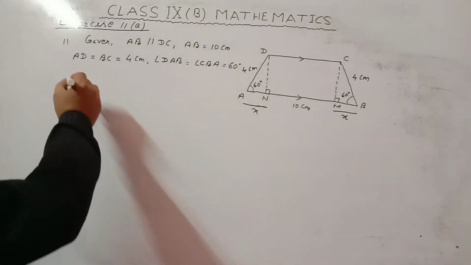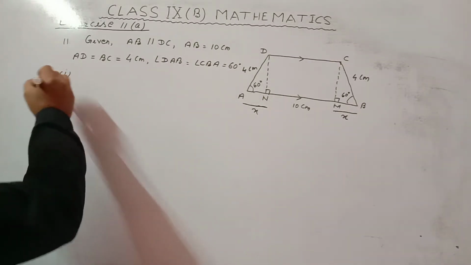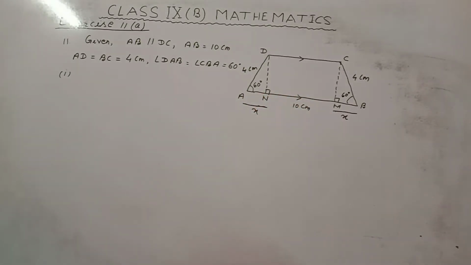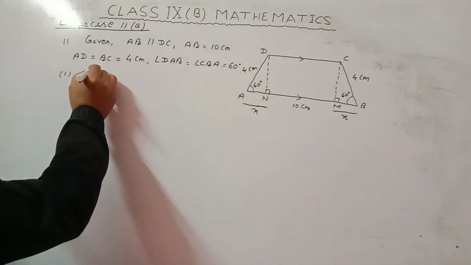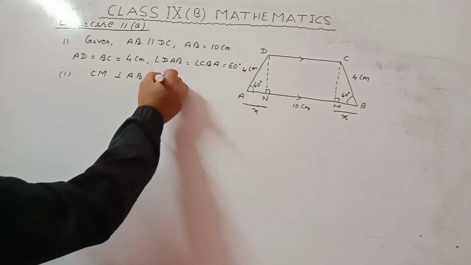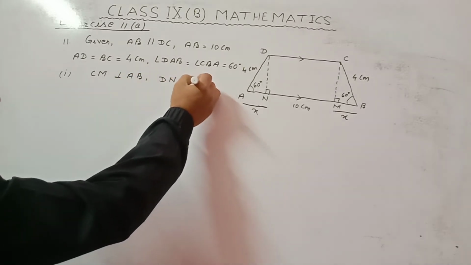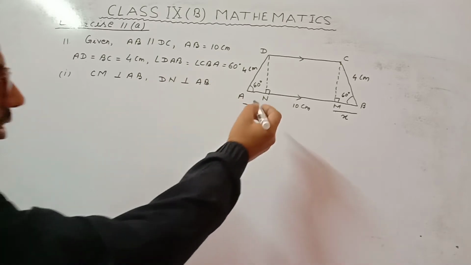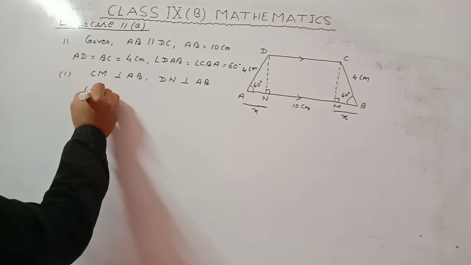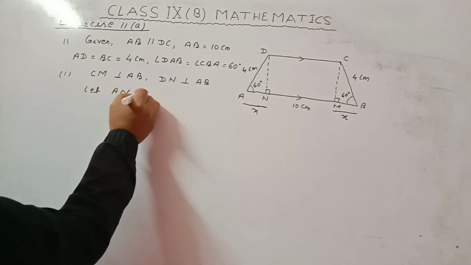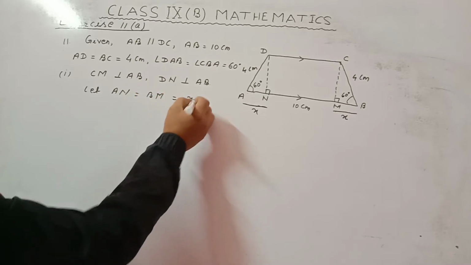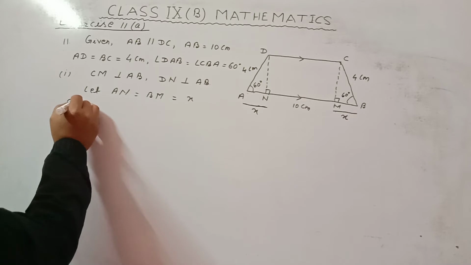So for that, we have done one construction. CM and DN, these two are the perpendiculars drawn on AB. So for that, we write here CM is perpendicular to AB and DN is also perpendicular to AB. Then let us consider AN and BM, both are same. Let AN equal to BM equal to X.